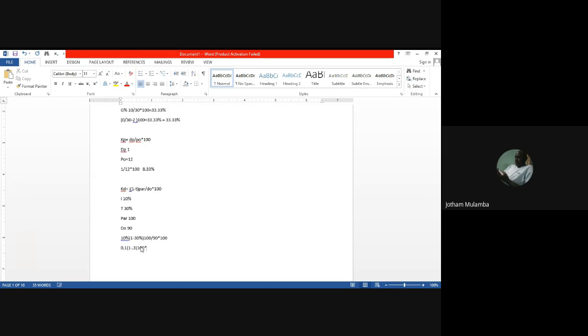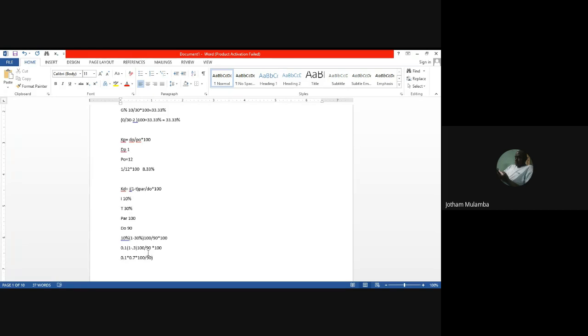And then we divide this figure by 90. Then again we multiply by 100. The whole thing we multiply by 100. So let's open the bracket. That will be 0.1 times, if we open the bracket, it will be 0.7. Then we multiply by 100 and divide it by 90. And then the whole thing we multiply by 100 to convert it into a percentage.